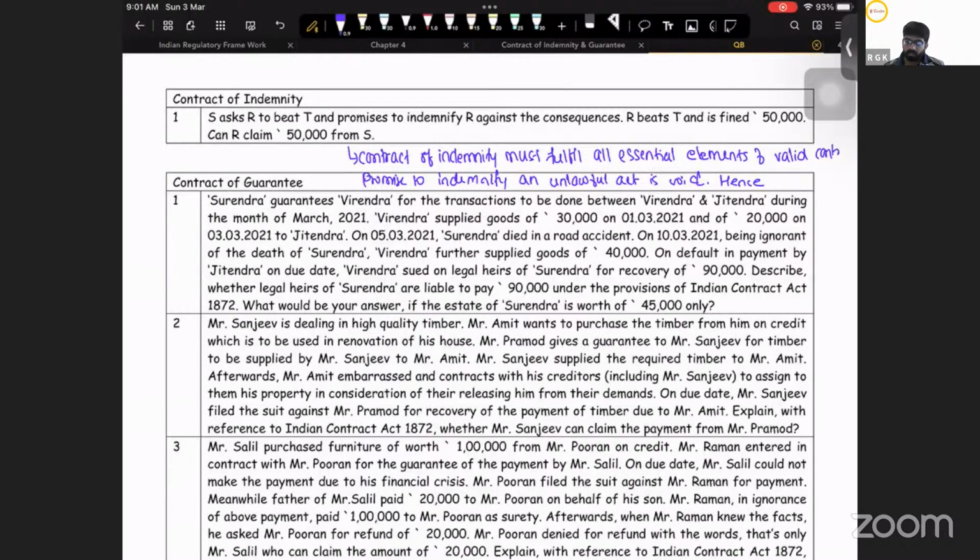Someone had given the right answer, probably that I deleted it. So the right answer is that it cannot be claimed because it is not meeting the essential element. A contract of indemnity will be for lawful acts only. For unlawful acts, there cannot be a contract of indemnity. Yes. Then why did you delete it, my dear? You were right, no?